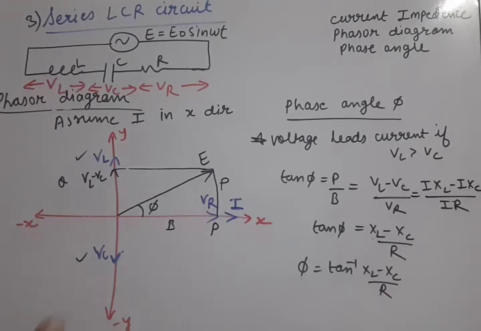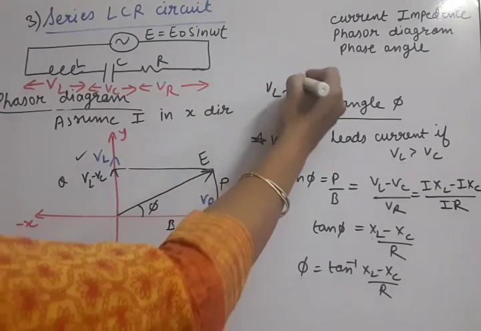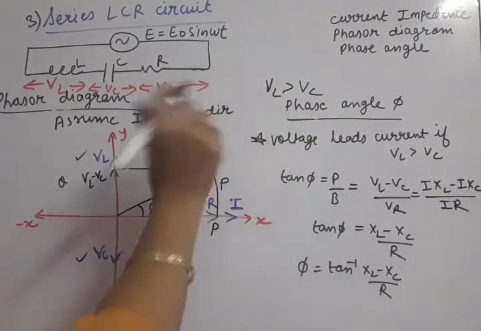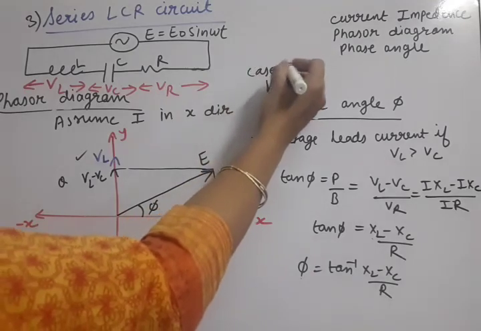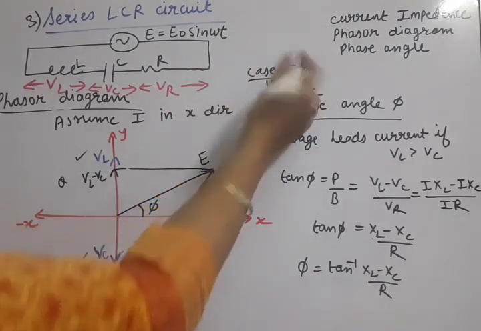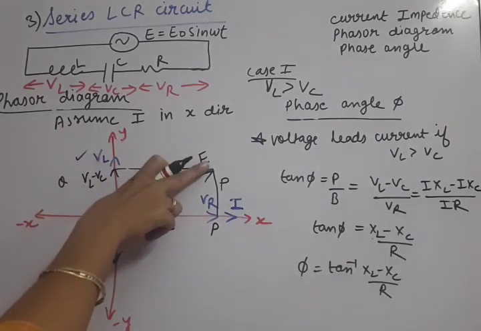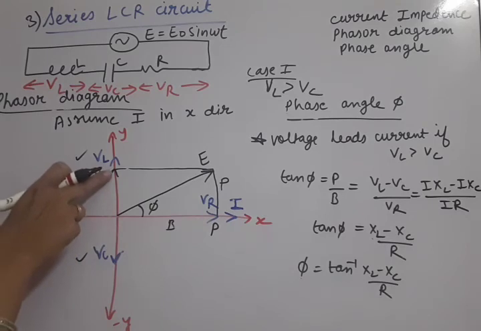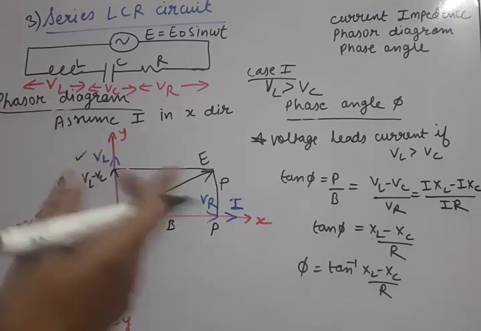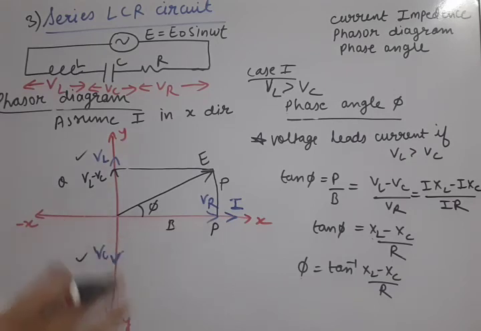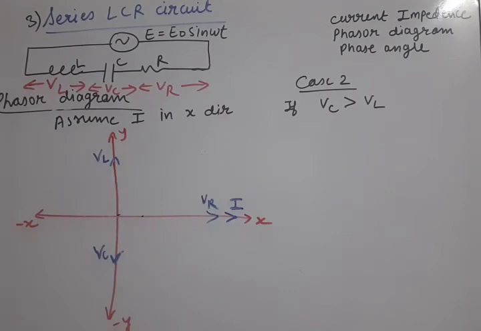But you can see one thing. If we assumed VL greater than VC, we can call it case first, then only the voltage is leading the current, because VL minus VC will be here. If VC is greater than VL, then I am redrawing the diagram. Just see what are the changes. There voltage will not lead current. Note down this detail. So let us see again the phasor diagram.